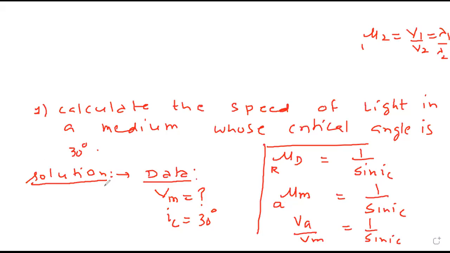The velocity of air may not be given, but we have to remember 3 into 10 raised to 8 is the velocity of light in air, upon V medium, equals 1 upon sine of critical angle, which is sine 30. Just copy till this. Very important, some fixed numerical is asked in every college for 2 marks.